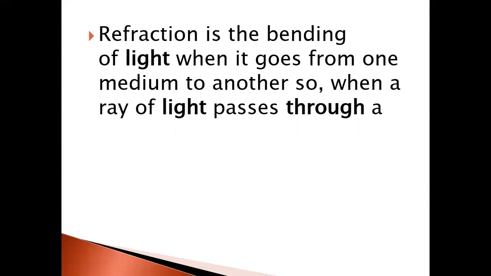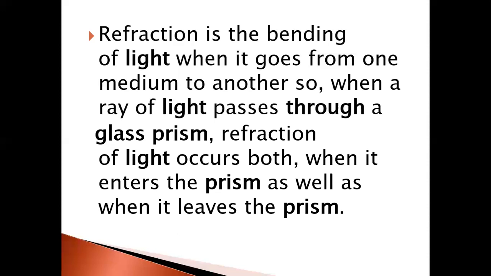We already have done refraction of light and we know the definition of the refraction of light. Now we review it. Refraction is the bending of light when it goes from one medium to another. So when a ray of light passes through a glass prism, refraction of light occurs, both when it enters the prism as well as when it leaves the prism. That means in case of glass prism, there are two times we see the refraction of light: when the ray enters the prism and when the ray leaves the prism.